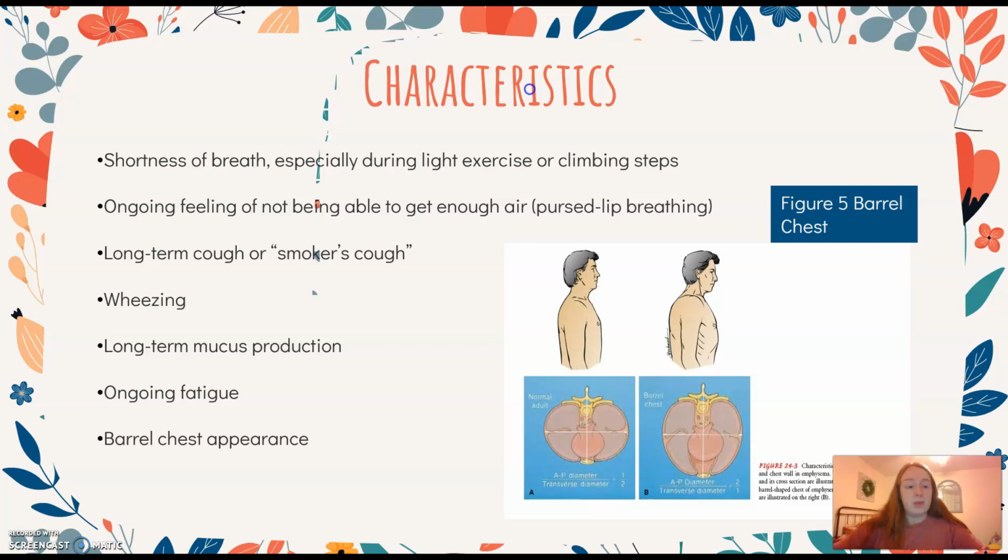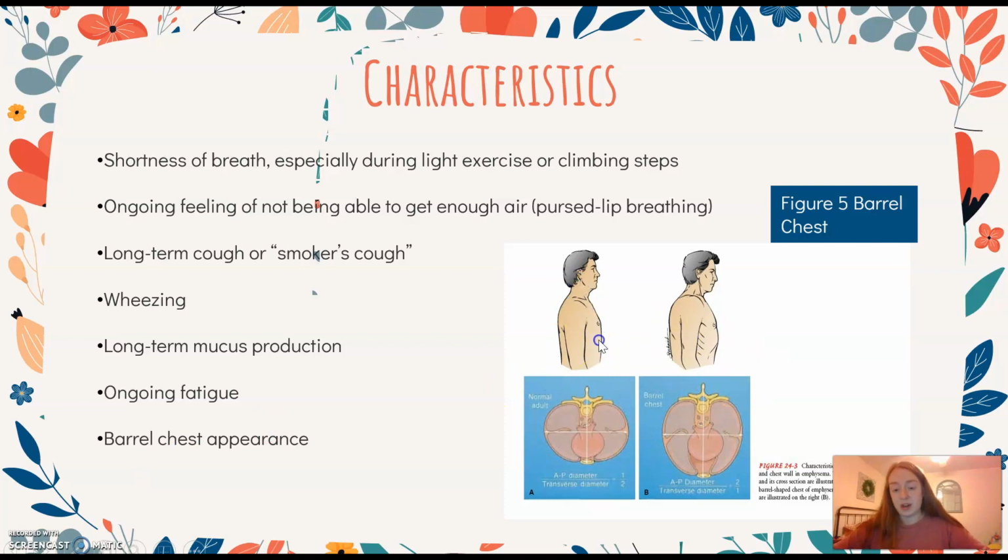They might also have a smoker's cough or a long-term cough. This is obviously equated with smoking in general. However, when emphysema occurs, that long-term chronic cough is something that happens. Wheezing can occur. Long-term mucus production is something that can be removed, and we're going to talk about that later. However, ongoing fatigue is another big area that they often battle with, as well as this barrel chest appearance, and it's over here on the right side.